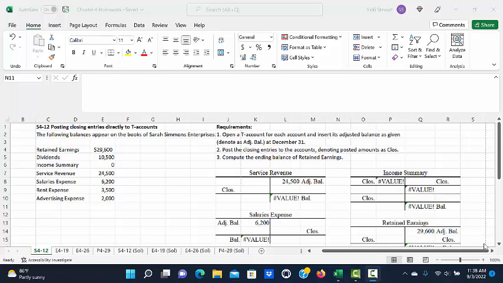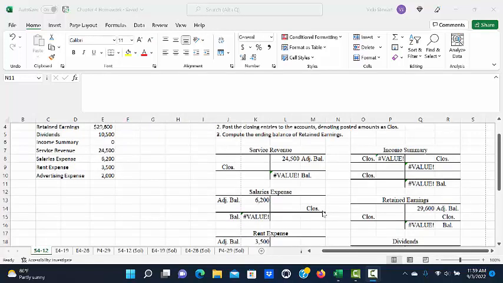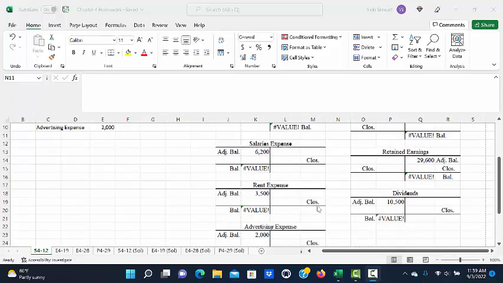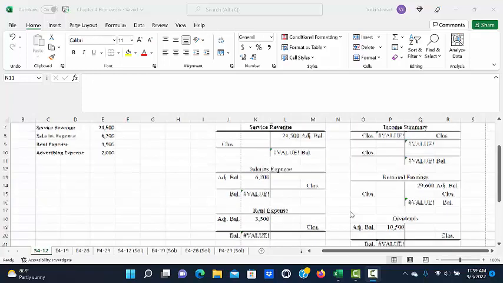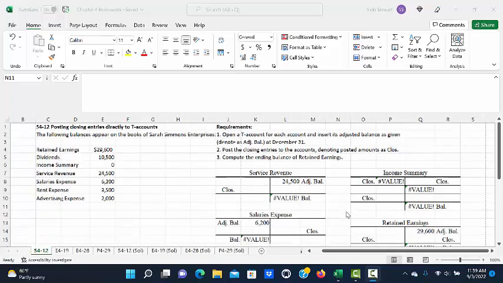This is a demonstration of exercise S412, posting closing entries directly to T accounts. The following balances appear on the books of Sarah Simmons Enterprises, and the problem gives us several accounts, and these are the adjusted balances. The problem asks us in the first requirement to open a T account for each account and insert its adjusted balance as given at December 31st. I have opened each one of the T accounts, and I have also included the adjusted balances that we were provided in the problem.